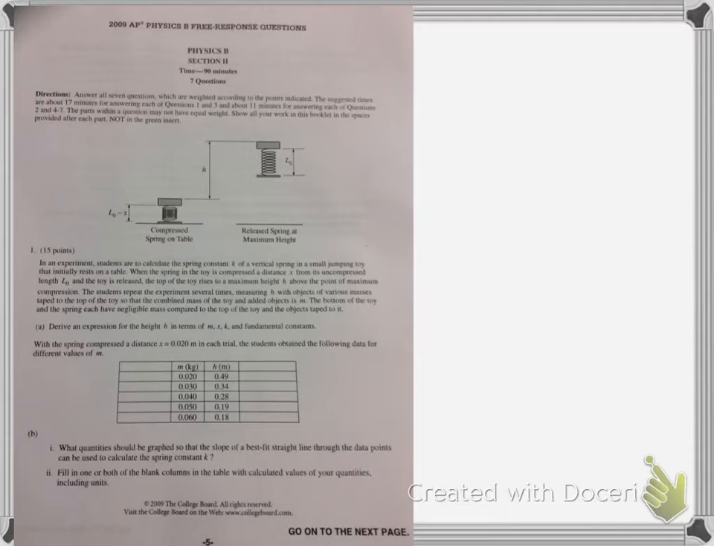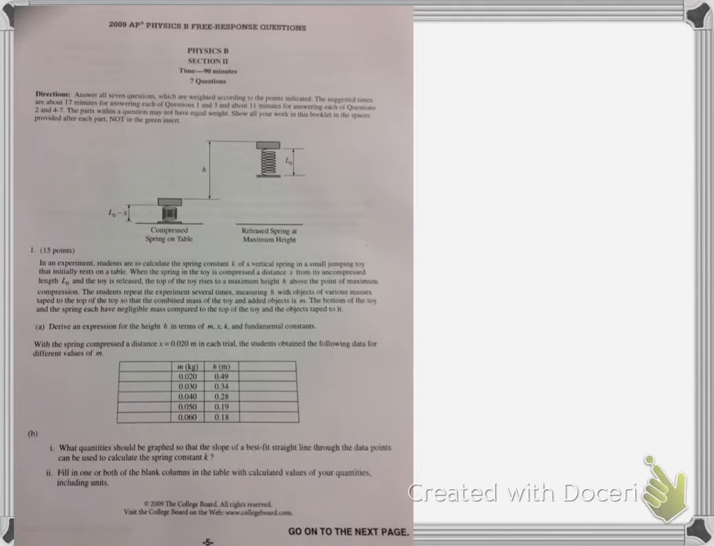So here we go. In an experiment, students are to calculate the spring constant K of a vertical spring in a small jumping toy that initially rests on a table. When the spring in the toy is compressed a distance of x from its uncompressed length, so from its equilibrium point, L naught, and the toy is released, the top of the toy rises to a maximum height of h above the point of maximum compression.